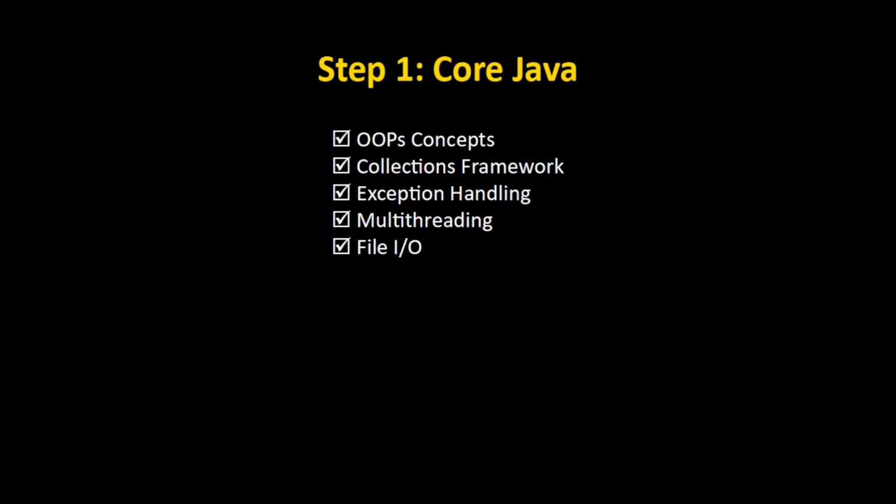This is your foundation and without it you can't move ahead. In core Java, learn the basics like variables, loops, data types, and then go deeper into object-oriented concepts like classes, objects, inheritance, polymorphism, encapsulation. After that, focus on collections like list, set, map, then multi-threading, exception handling, and file handling. And trust me, if your core Java is strong, then the rest of the roadmap will become much easier.